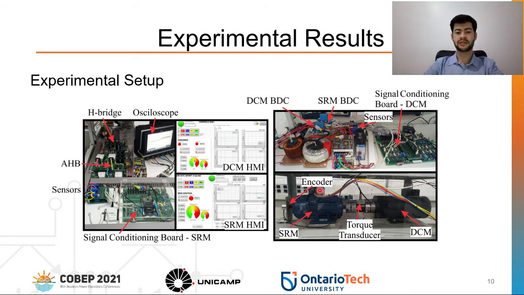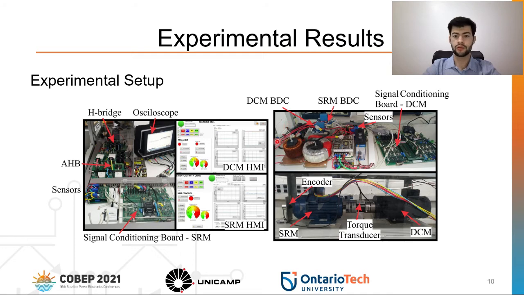The experimental bench is composed of two motors, one SRM and one DCM for the load torque. Also, we coupled the two machines through a torque transducer, and we are using an encoder to verify the position of the machine. There are two signal conditioning boards to control and process the signal of the sensors of both machines, and there is also one symmetric half-bridge converter for the SRM and one half-bridge converter for the DCM drive.